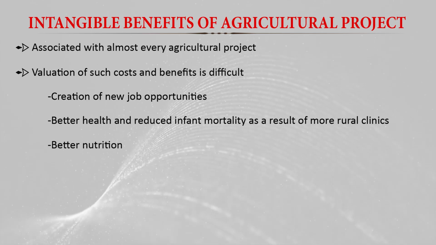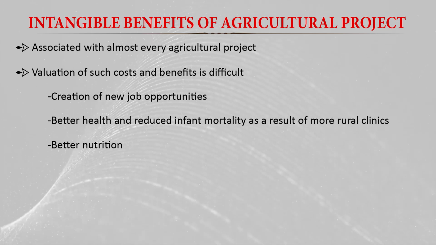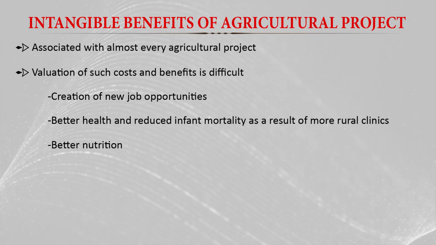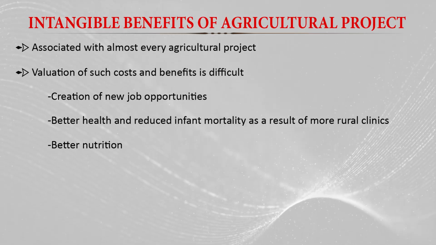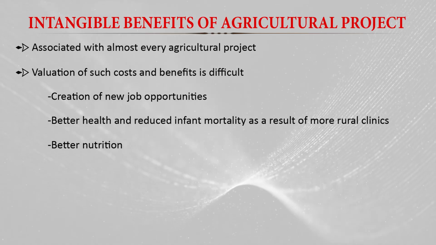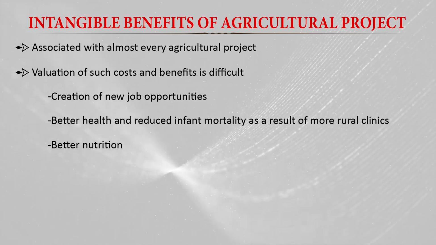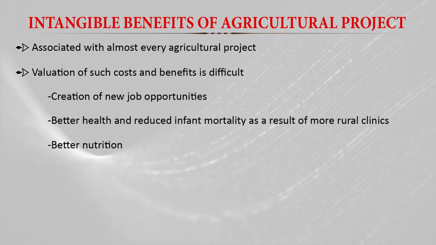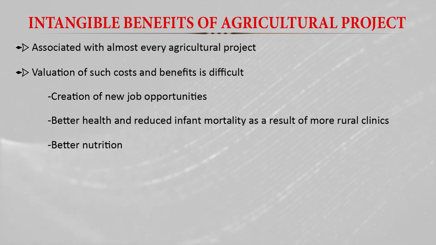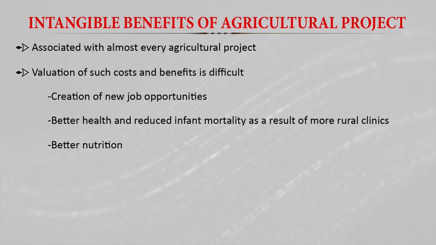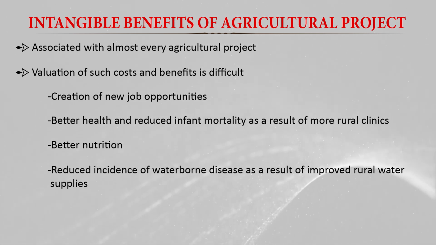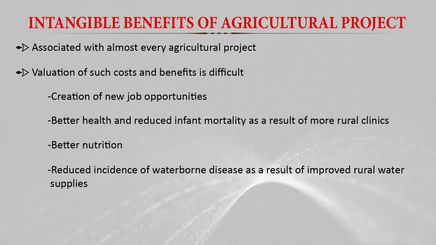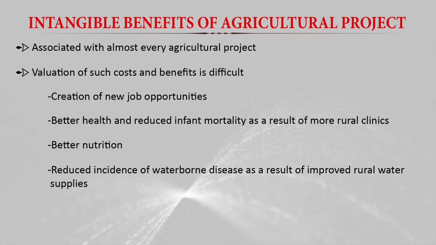Then better nutrition, like in adoption of improved quality protein maize. That is a kind of project we implemented in Bihar. If there is better nutrition in the child, that is a kind of intangible benefit which we cannot measure easily. Then we have reduced incidence of waterborne diseases as a result of improved rural water supplies.